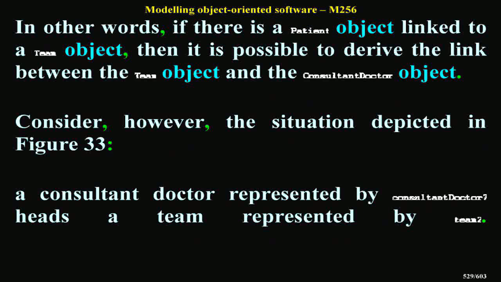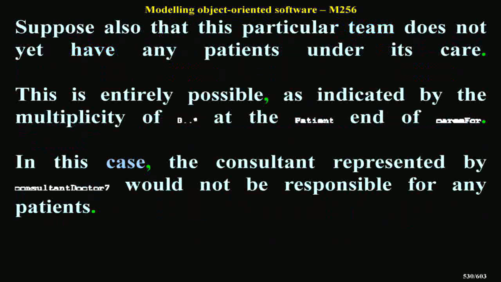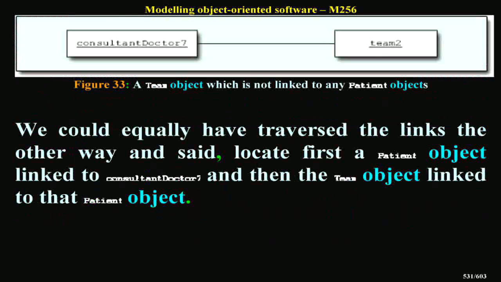Consider, however, the situation depicted in figure 33. A consultant doctor represented by one object heads a team represented by another. Suppose also that this particular team does not yet have any patients under its care. This is entirely possible, as indicated by the multiplicity at the end of the association. In this case, the consultant would not be responsible for any patients. In figure 33, the object is not linked to any objects.